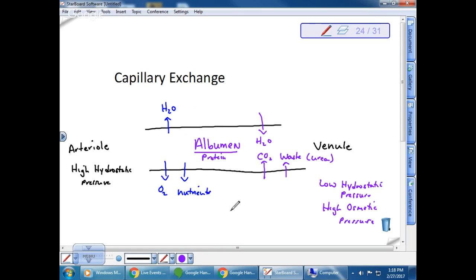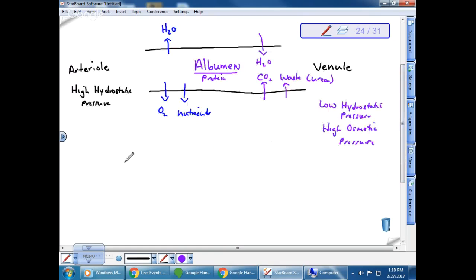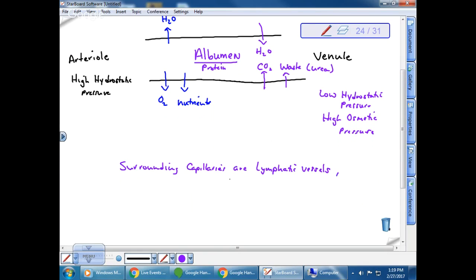So that's a good question. High osmotic pressure, due to the presence of albumin, sucks it back up. If it doesn't get sucked back up, then you get swelling, right? So surrounding the blood vessels, so surrounding capillaries, are lymphatic vessels. And these lymphatic vessels pick up excess fluid that is lost from the capillary.